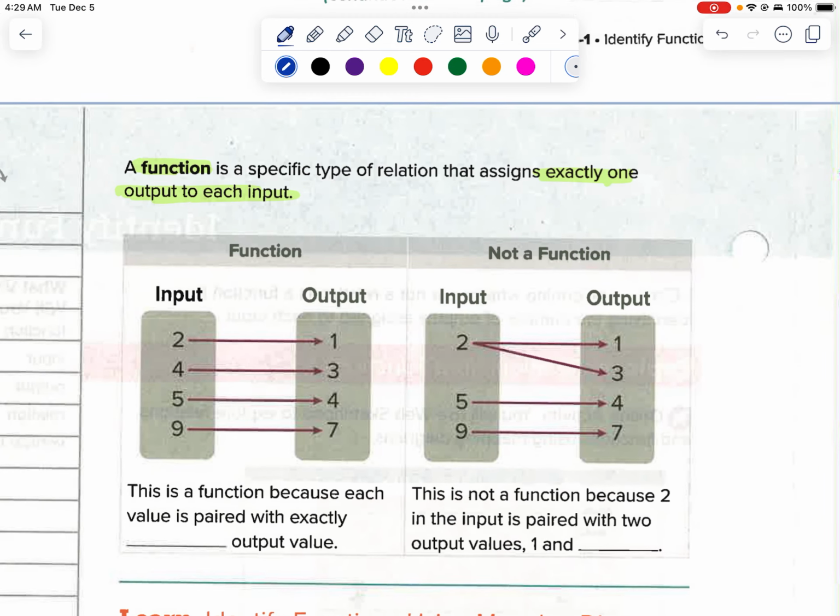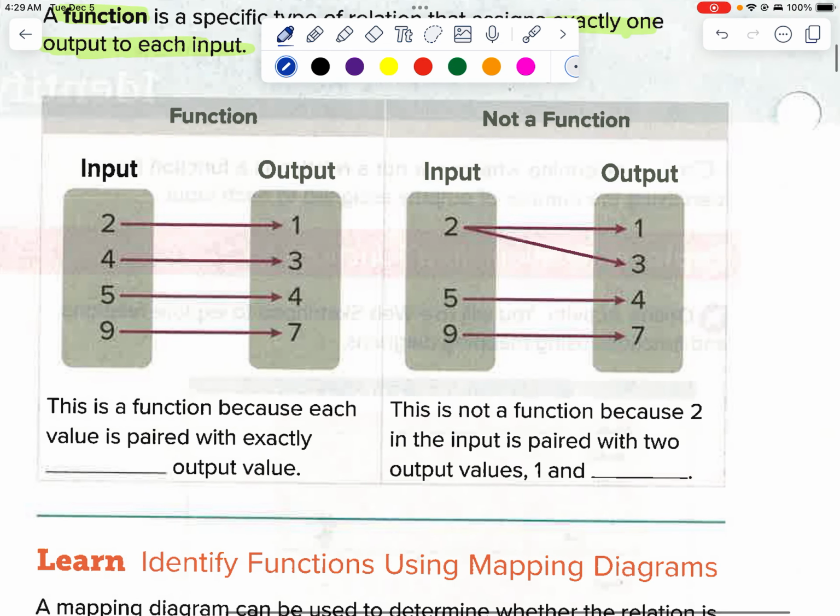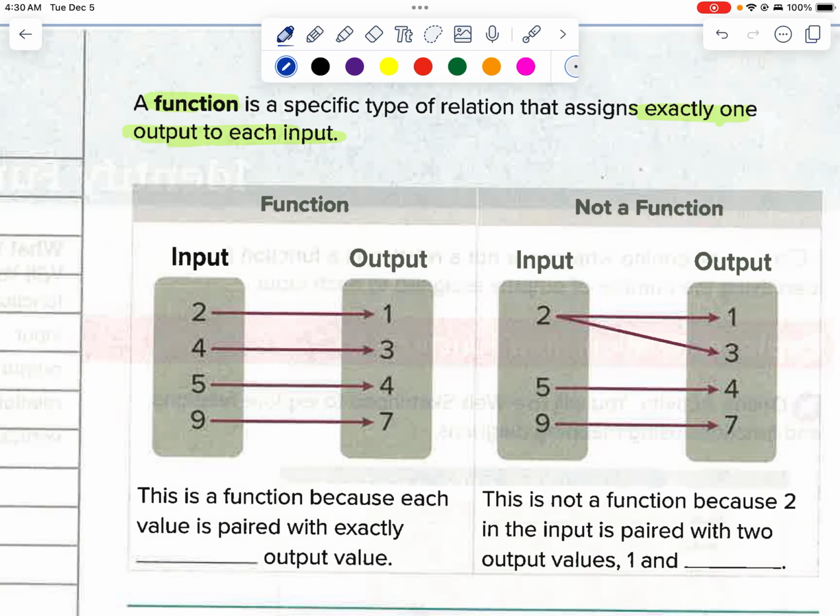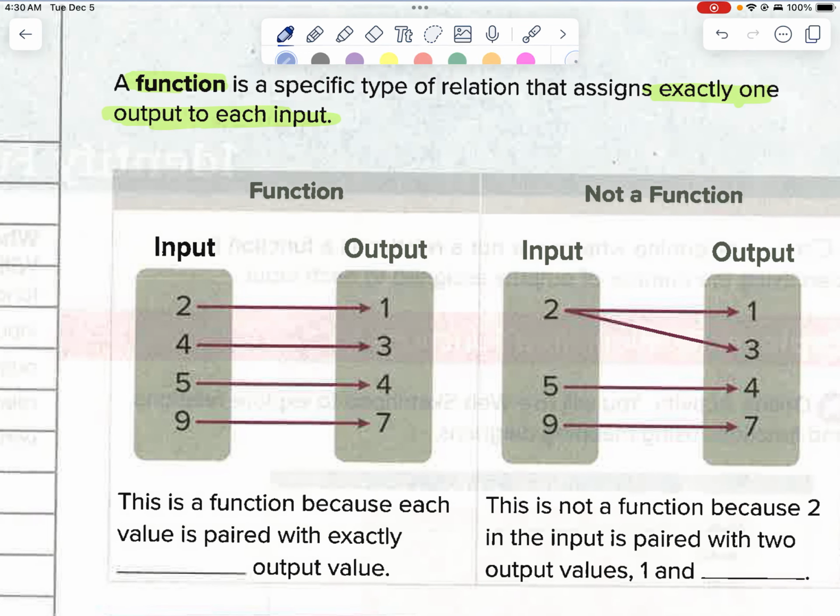So when I look at this, and I have the inputs and the outputs, this first one is a function. It says this is a function because each input value is paired with exactly one output value. See how 2 only goes to one value. 4 only goes to 3. 5 only goes to 4. 9 only goes to 7. So there's exactly one output for the input value.